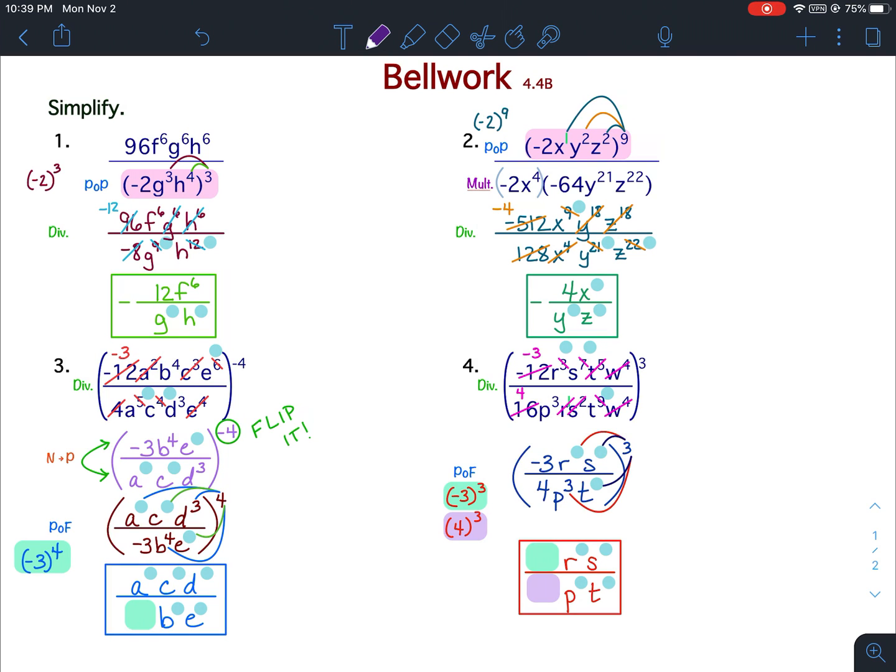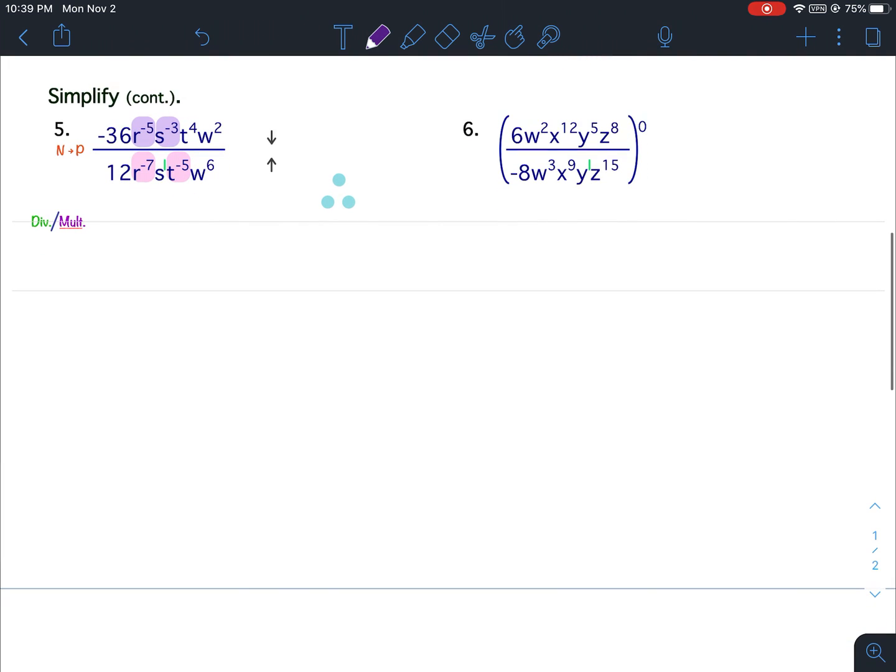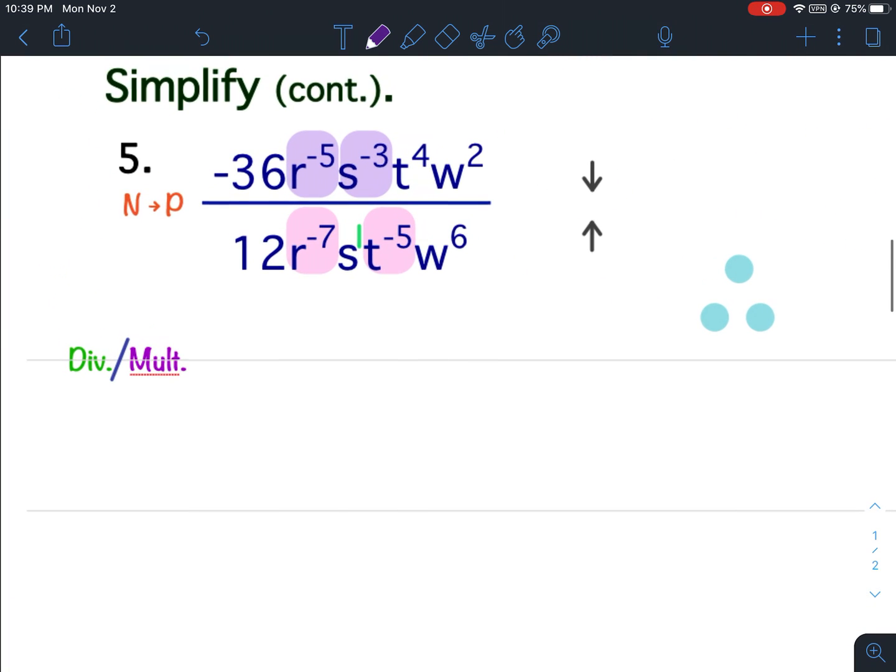Bellwork 4.4b, question number 5. You'll notice that I already highlighted r to the negative 5th, s to the negative 3rd in the numerator, and then r to the negative 7th, t to the negative 5th in the denominator. That's because those exponents are negative. And if you look over here, our first step is to take those negative exponents and make them positive.